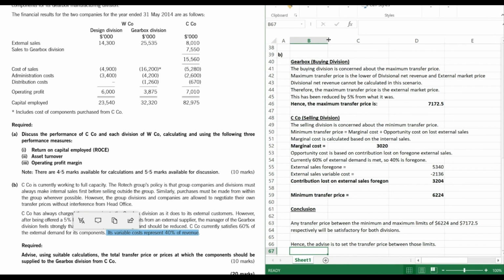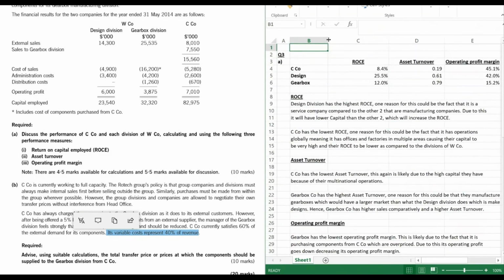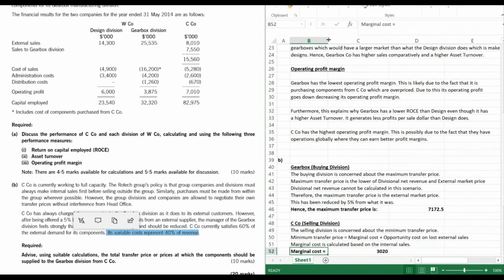Okay, so the timer is currently at around 38 minutes, but I talked a lot, so a lot of extra stuff. So from an exam point of view, we're good. So yeah, that's how we do this question, analysis, calculation, and everything.